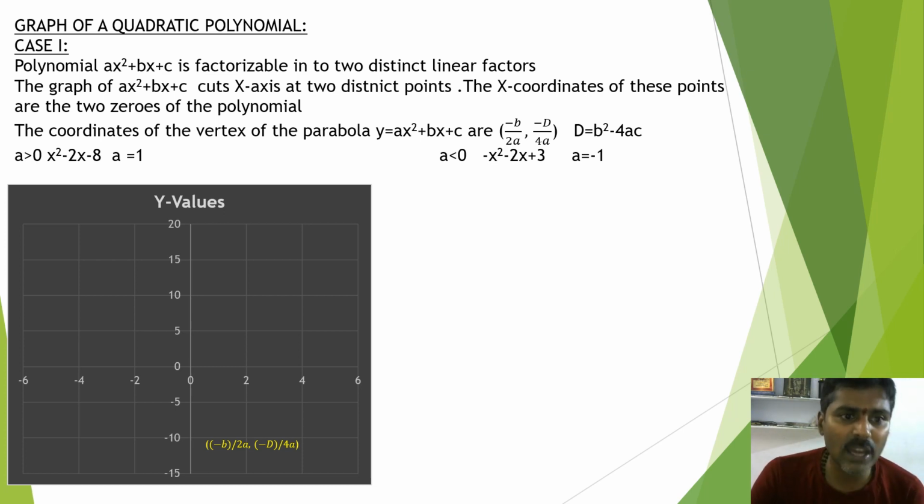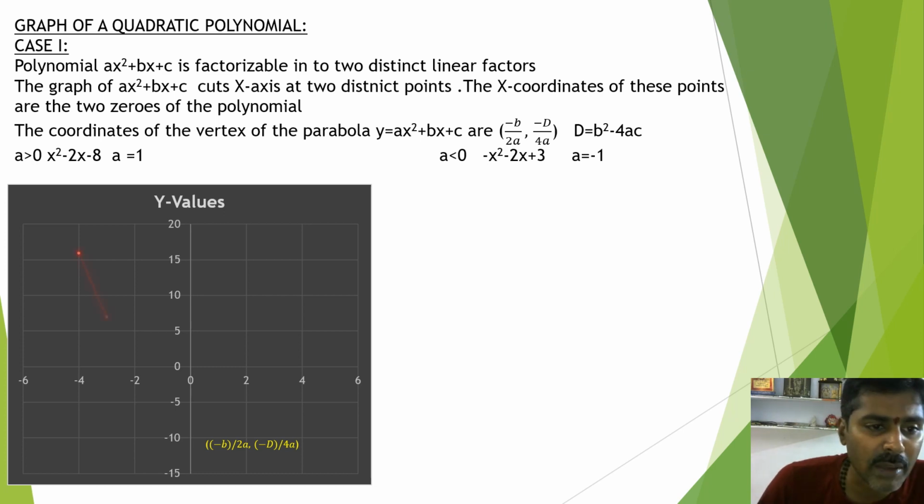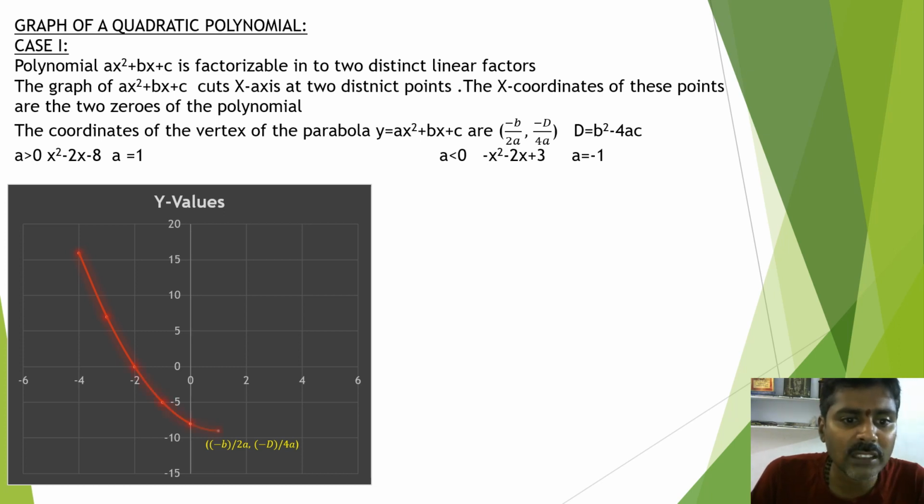So for those values, if I plot on the graph, I have taken different values: minus 4 for x, minus 3 for x, minus 2 for x. Similarly minus 1, 0, 1, 2, 3, and 4, even 5. If you plot all those points on a graph, you will get a U-shaped curve like this. This U-shaped curve is known as a parabola. That is the first thing.